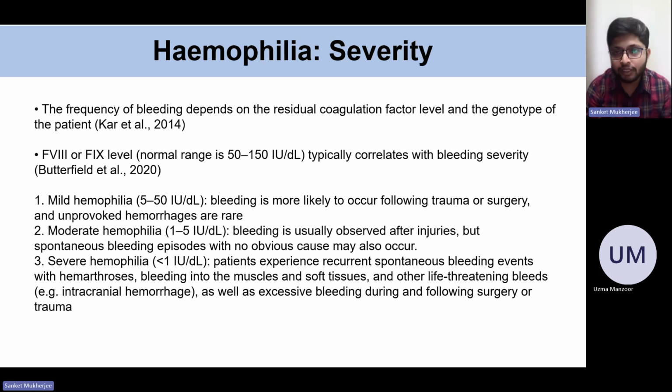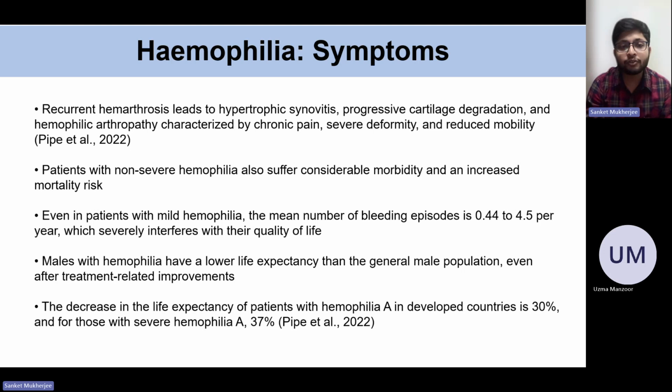In severe hemophilia, where there are almost no factors, the patients experience recurrent spontaneous bleeding with hemarthrosis, bleeding in the muscles, soft tissues, and other life-threatening bleeds, like intracranial hemorrhage, as well as excessive bleeding during and following surgery or trauma. Recurrent hemarthrosis leads to hypertrophic synovitis, progressive cartilage degradation, and hemophilic arthropathy characterized by chronic pain, severe deformity, and reduced mobility.